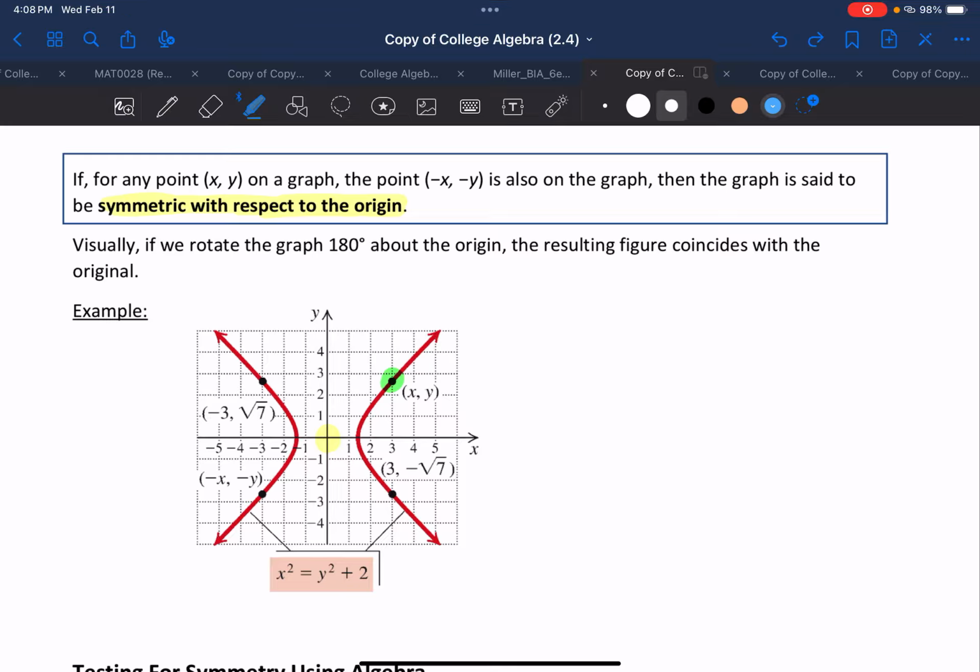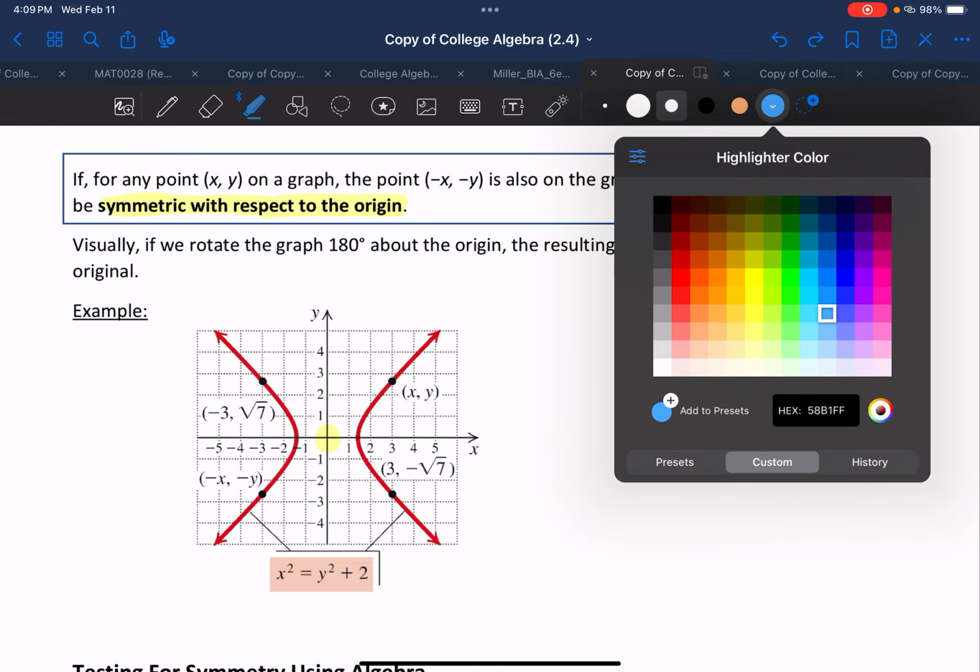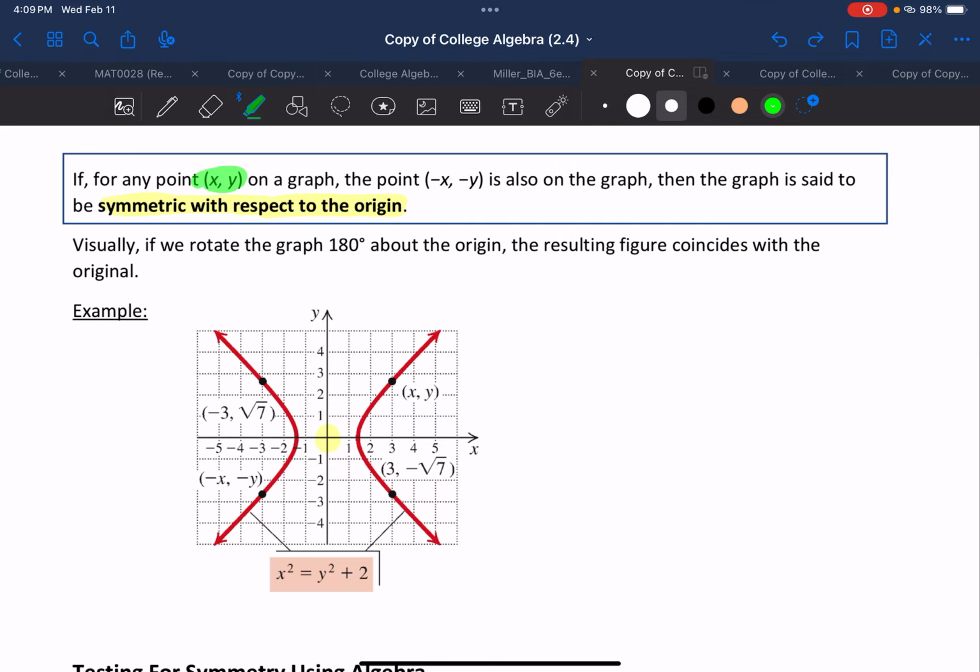So let me erase those. Okay, so the more algebraic, technical definition is that for any point on the graph, and here I'll use this one again, (x, y), then the point (negative x, negative y) is on the graph. And so both the x and the y values change. And that's true for any point on a graph that is symmetric with respect to the origin. So if this graph has the point (negative 3, square root of 7), then the point (positive 3, negative square root of 7) would be on the graph, because the x and the y values there are both opposite.